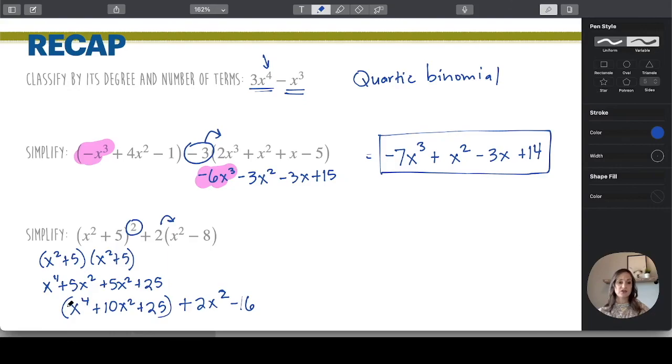Now we can combine like terms. This x to the 4th is our only x to the 4th. This 10x squared plus this 2x squared will give us a 12x squared. Again, do not combine x squared and x squared to give you x to the fourth. You just add the coefficients in front, 10 and 2. And then 25 and a negative 16 will give me a positive 9. And that is your final answer.